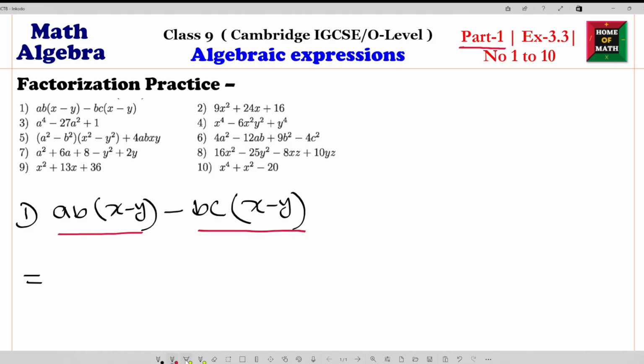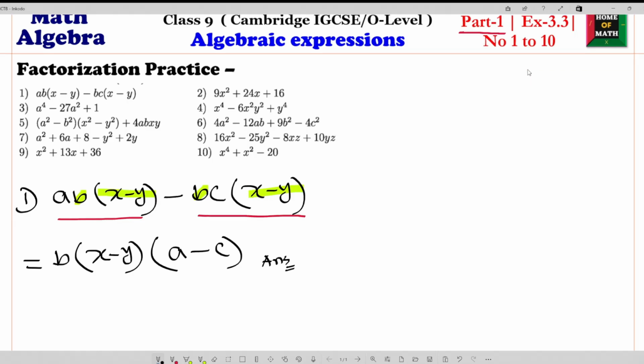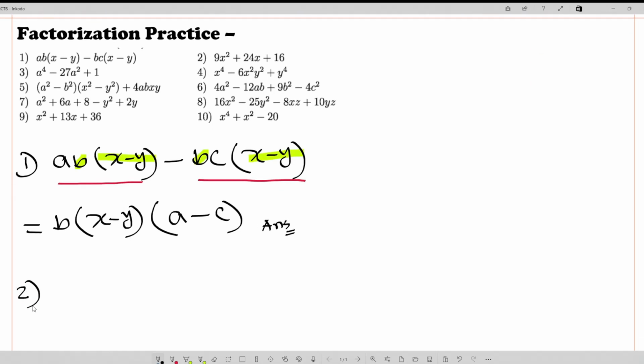So which one is common? Here is b, here is b, here is x − y, here is x − y. So we can take common b(x − y). So here is a − c, and this is our answer. Very simple.